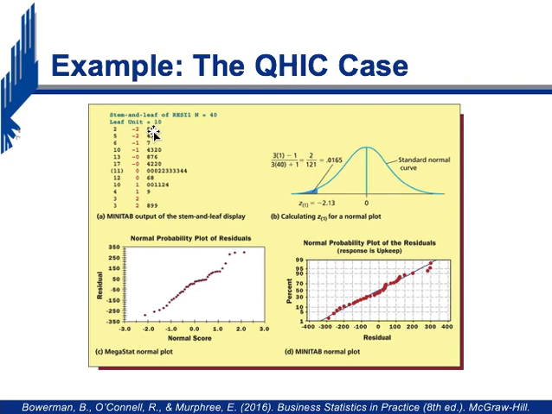Now, using the normal probability plot, this is something that you can produce using Megastat, Minitab, SPSS, or even just Microsoft Excel. It shows us the normal probability plot, and as we can see in these two plots, it seems to be a straight line. Again, it's not a perfect straight line, but it's approximately a straight line.